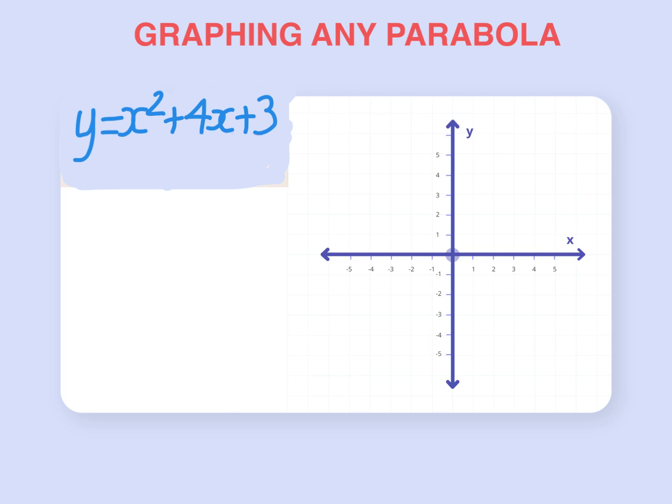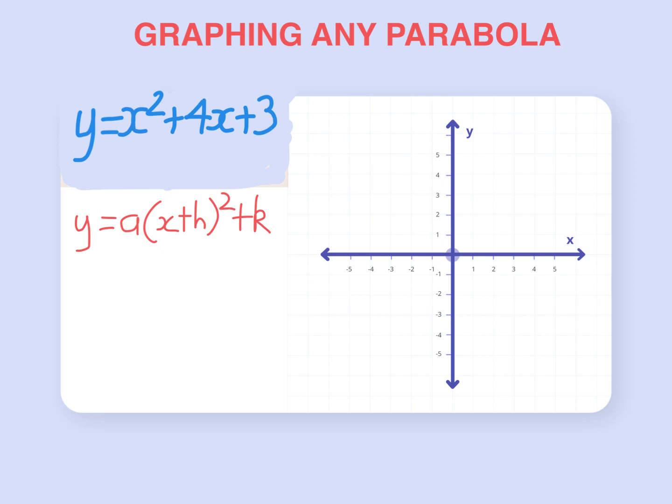So what we want to do is write it in the form y equals a(x plus h) squared plus k. These are really easy to graph, remember, because the turning point is just (negative h, k). So we're going to convert this equation into this form, and remember we do that by completing the square. So let's complete the square on this so it looks like this.